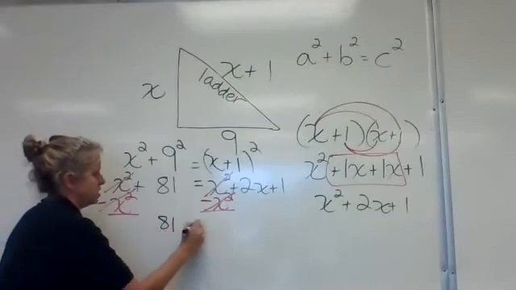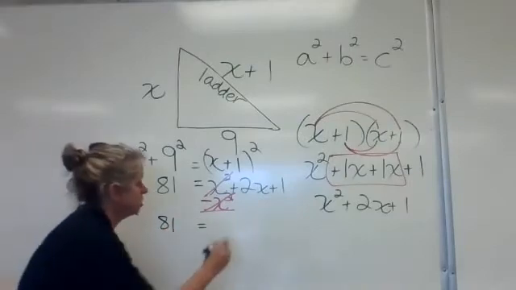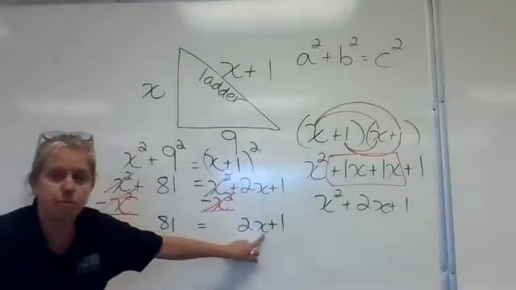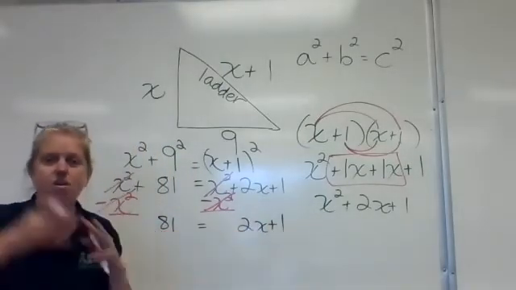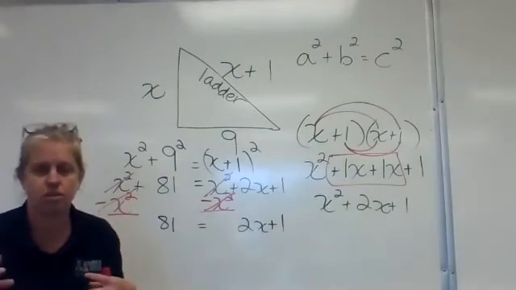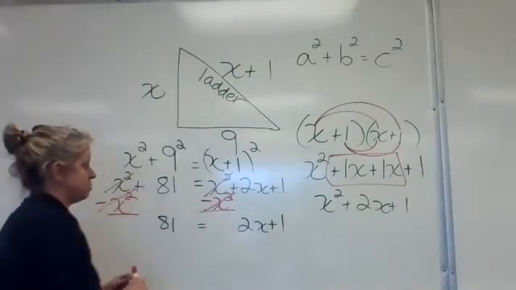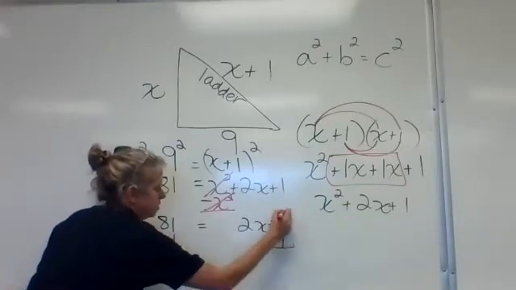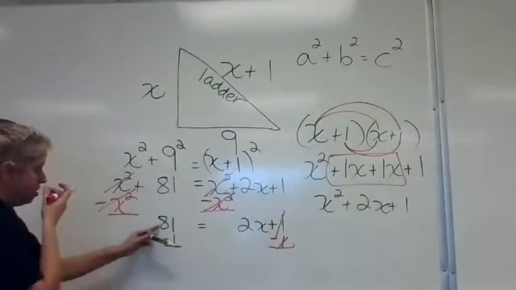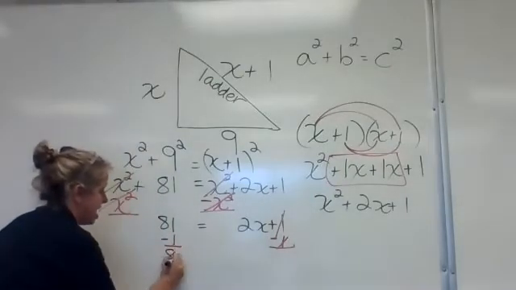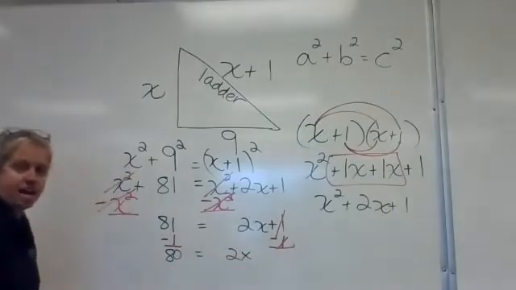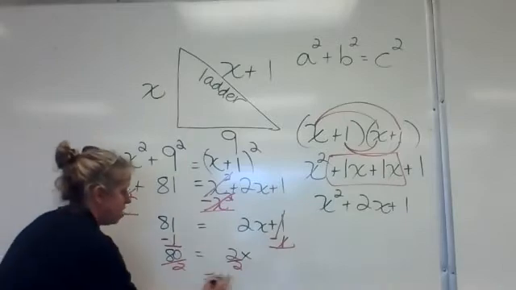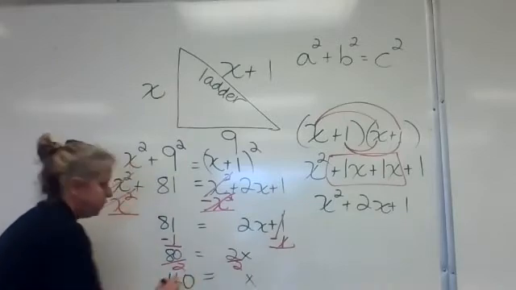I've got the 81 on this side equals 2x plus 1 on this side. So this is just a plain get the x by itself, right? I don't have squareds anymore. So if I need to get this x by itself, I need to subtract 1. So 81 minus 1 gives me 80 equals 2x. Divide by 2 on both sides. So now I know that x equals 40.